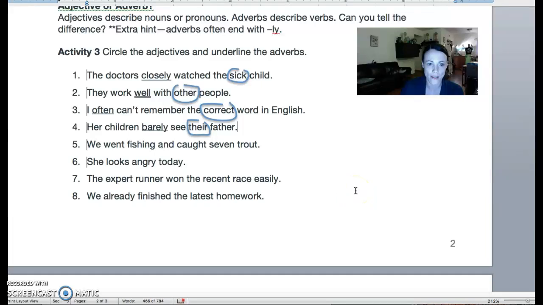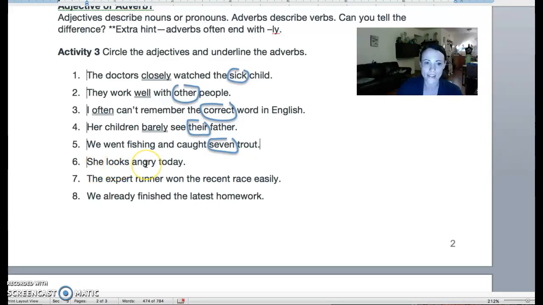Then number 5, we went fishing and caught 7 trout. So here we have 2 verbs. We went fishing and we caught. Here we have a noun, trout, and then 7. What is 7? That's an adjective describing trout. It's telling how many trout. How are you doing? Just a couple more.